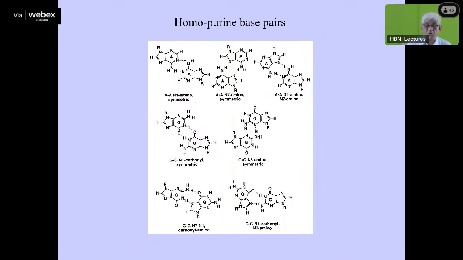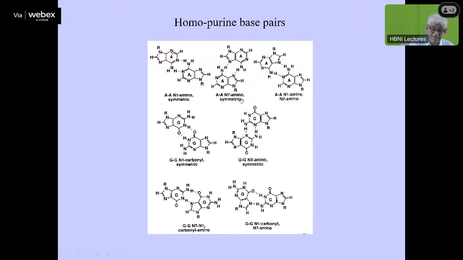Now you can also have homopurine base pairs. There are purine base pairs. So you see here AA, there are two A's, one A, another A here. And they can also form base pairs. The NH2 of one is to the nitrogen here and the nitrogen here. Okay, this is symmetrically placed. They are perfectly possible. And this is the AA N1 amino symmetric, AA N7 amino symmetric.